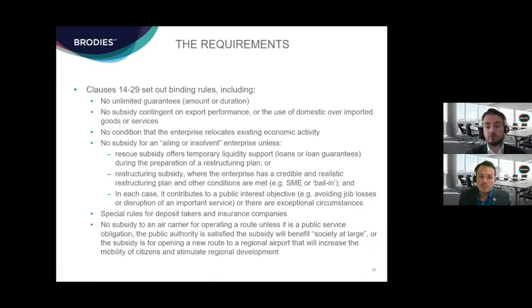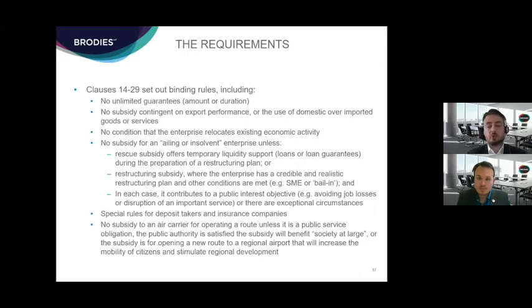So for example, the recipient has to be an SME, or if it's not an SME, there has to be what I've referred to as a bail-in. Essentially, the existing shareholders have to be making a contribution to the restructuring costs. Whether it's rescue or restructuring, the subsidy has to contribute to a public interest objective, such as avoiding job losses or disruption to an important service, or alternatively, if there are exceptional circumstances. So you can see that being relied on in cases like the steel industry issues that we've seen recently.